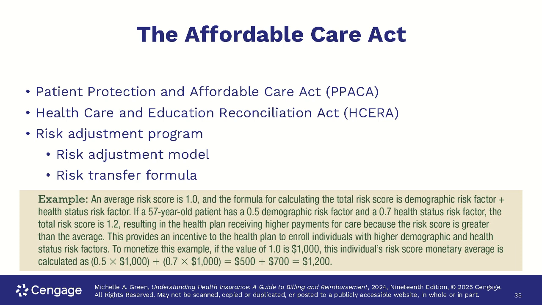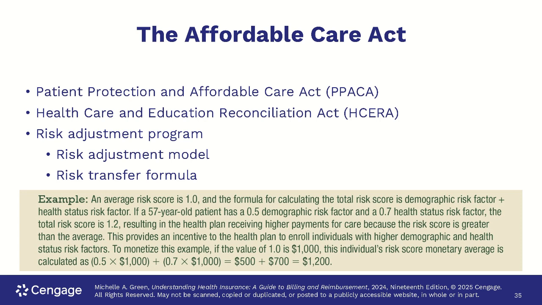All right, so the Affordable Care Act. One of the things that the Affordable Care Act did was establish the PPACA, which is Patient Protection and Affordable Care Act. It also established the Healthcare and Education Reconciliation Act, which again is going to be covered in more detail in the chapter. I'm trying to be very high level and make it through 30 minutes. But I did want to highlight the risk adjustment program, the model, and what's known as the transfer formula.